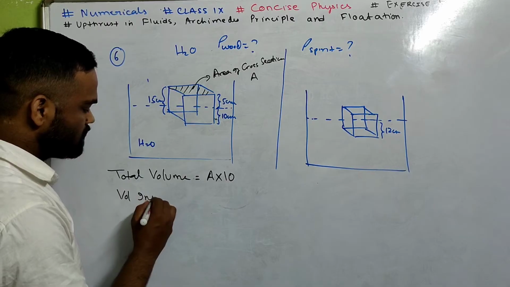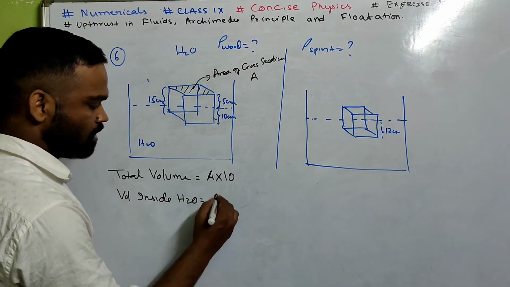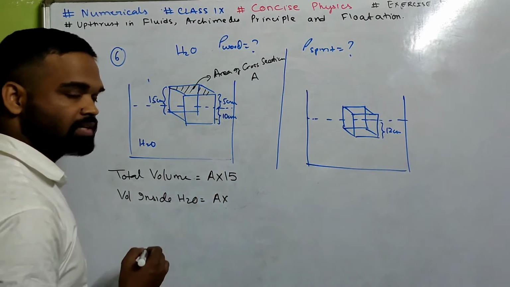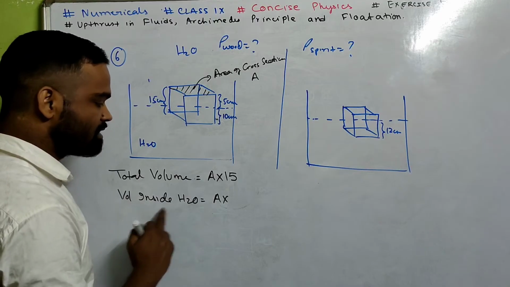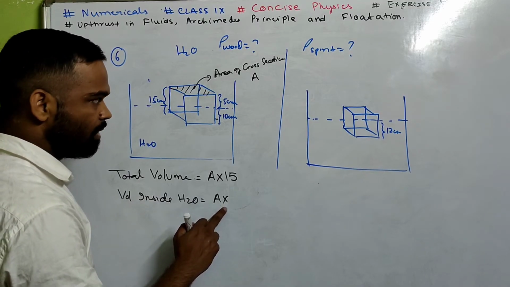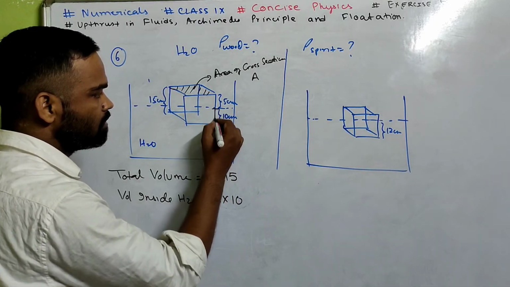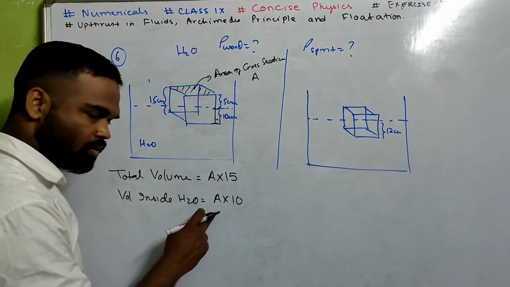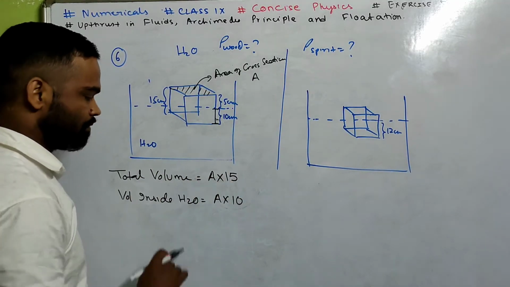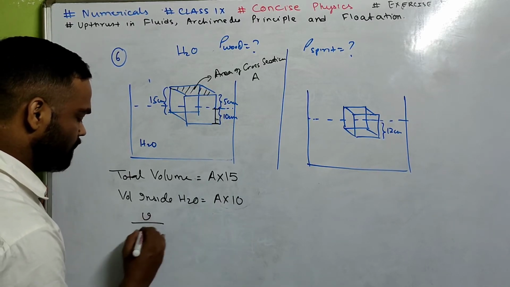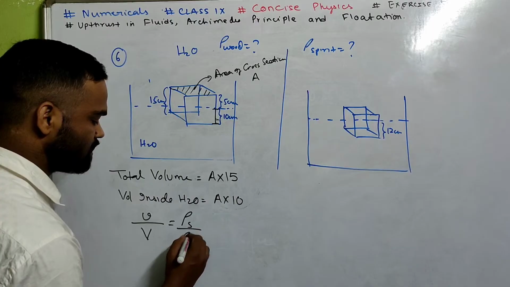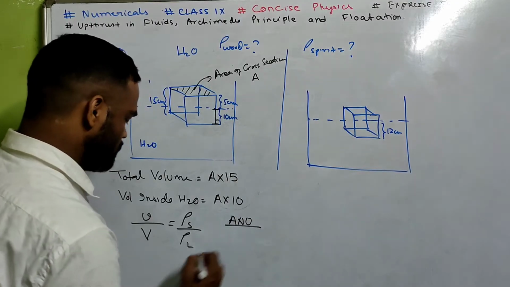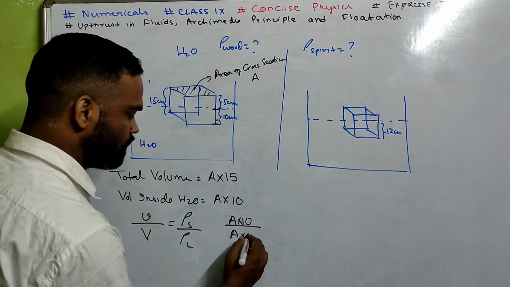Volume inside water is the cross section area into height. In the first case, the total height is 15, isn't it? In the second case, volume inside water is cross section area multiplied by height. Volume of a body with uniform cross section area is area of cross section into the length or the height. Now we know small v by capital V equals density of the solid by density of the liquid. Small v, volume inside water, is A into 10. Capital V, total volume, is A into 15.